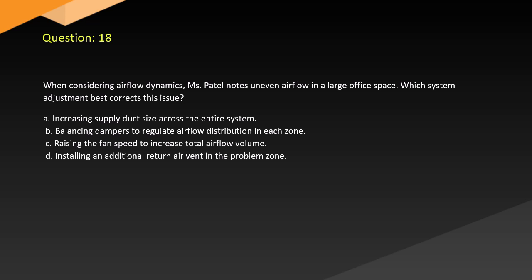Question 18. When considering airflow dynamics, Ms. Patel notes uneven airflow in a large office space. Which system adjustment best corrects this issue? A. Increasing supply duct size across the entire system. B. Balancing dampers to regulate airflow distribution in each zone. C. Raising the fan speed to increase total airflow volume. D. Installing an additional return air vent in the problem zone.